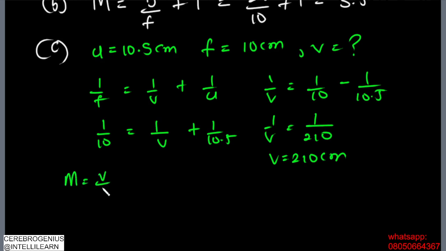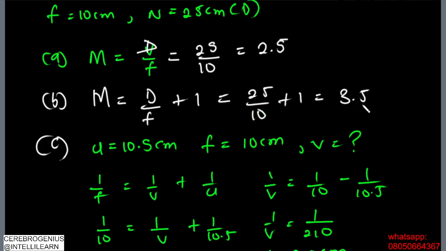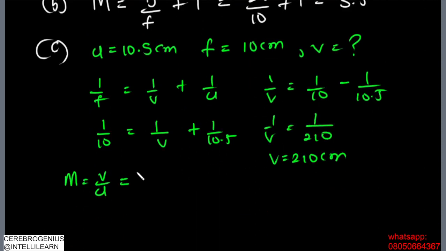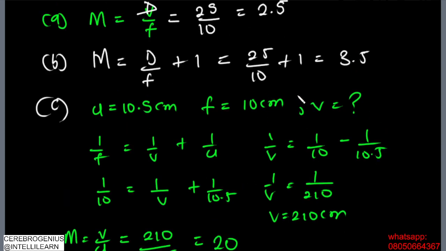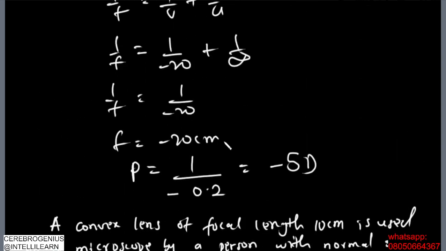So the magnification is going to be V over U, because some of us might be thinking that we said the maximum magnification is 3.5. Yes, that's the maximum magnification, but that's when they are using it as a microscope. In this condition, it is no longer being used as a microscope, so you just do it as for a normal lens. So this will be 210 divided by 10.5, that gives us 20. Look at that, the magnification is 20. It is bigger than the biggest magnification when you are using it as a microscope, but in this case they are not using it as a microscope, right?